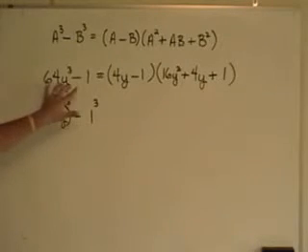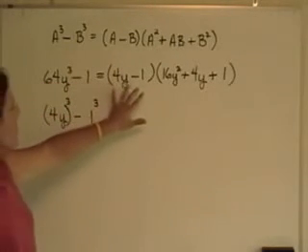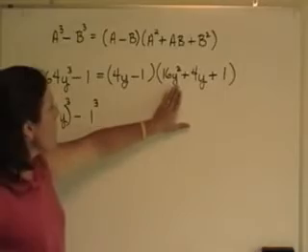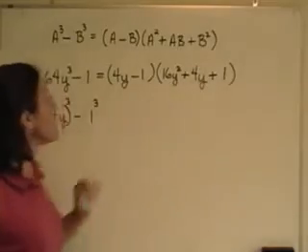I'm done. I factored the difference of cubes into the binomial 4y minus 1 times the trinomial 16y squared plus 4y plus 1.